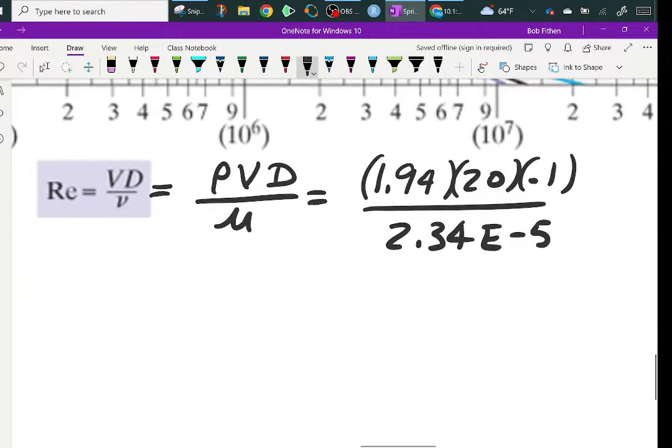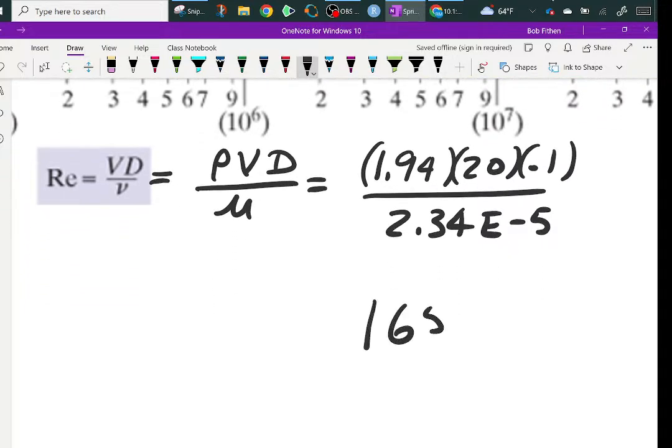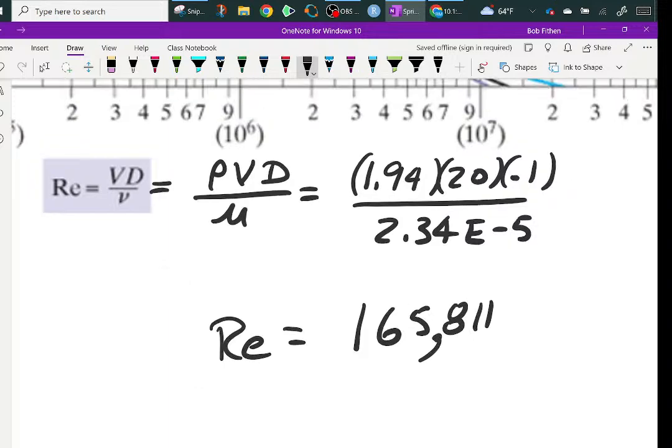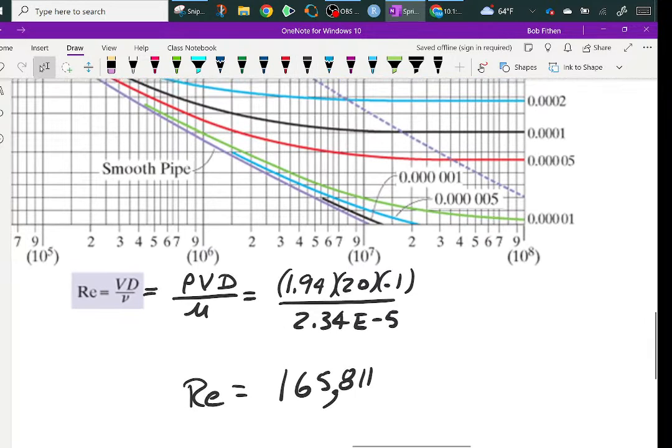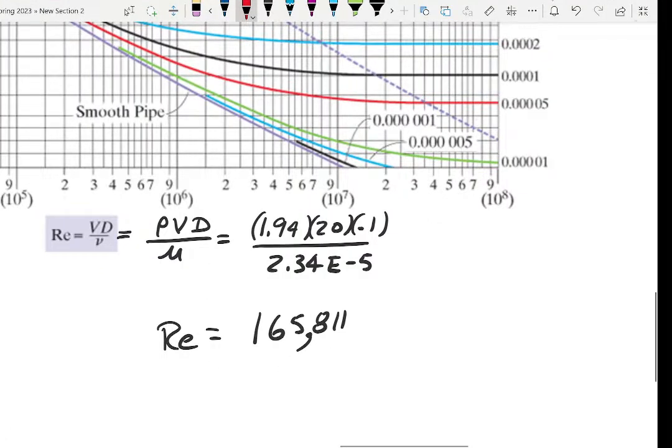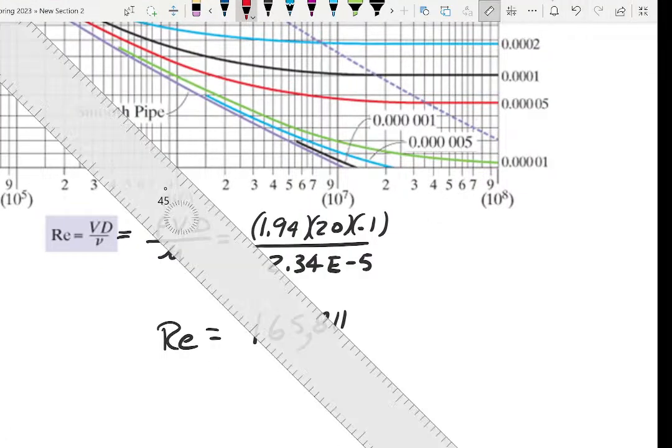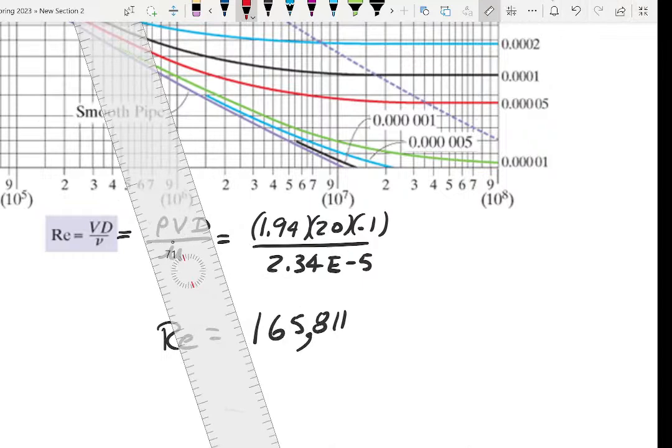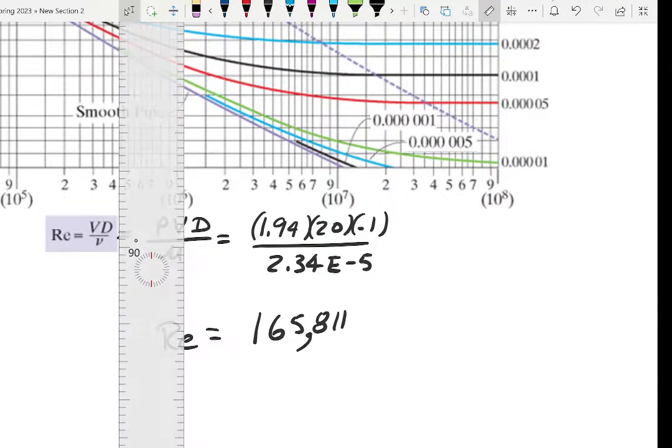I'm getting around 165,811. It's pretty reasonable. So if I went in here, I would go here. I'm going to get a ruler, make it perfectly 90 degrees, and 165 is what I'm shooting for.